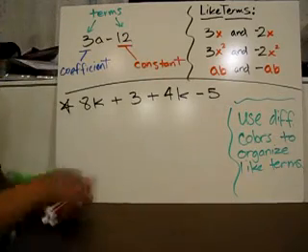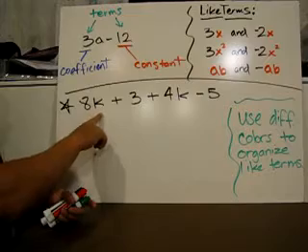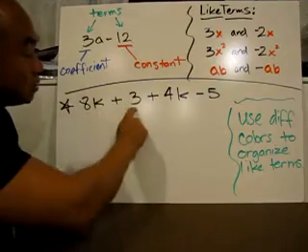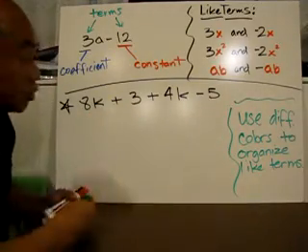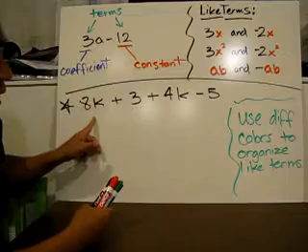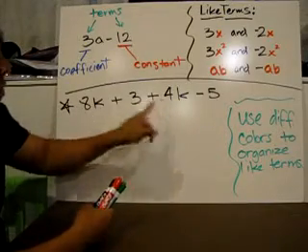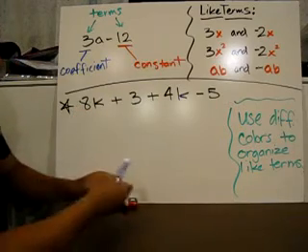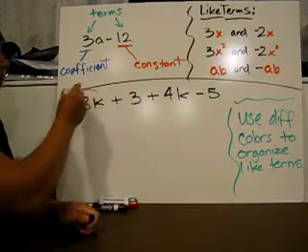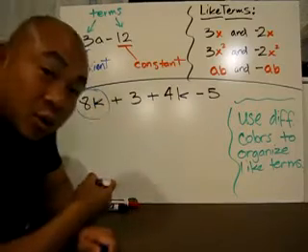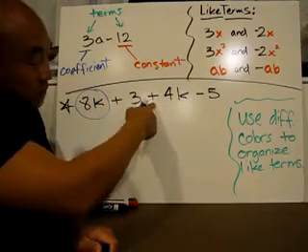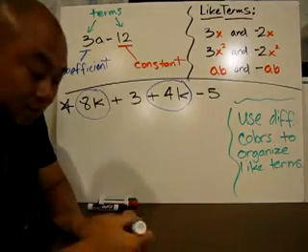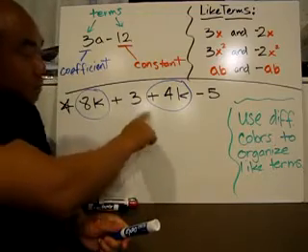So here I have 8k plus 3 plus 4k minus 5. 1, 2, 3, 4. 4 terms. Now if you look at it, I have 8k and 4k. These are like terms because they have the same k's. So I'm going to go ahead and circle these. Now you're going to notice that I'm going to circle this plus sign right here with that 4k. And now here's my plus 3, minus 5.